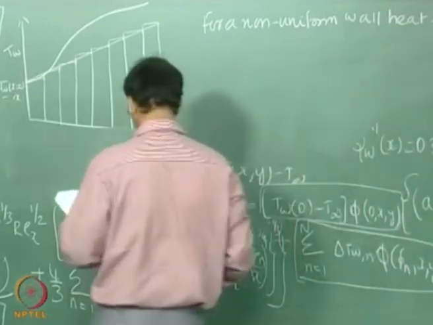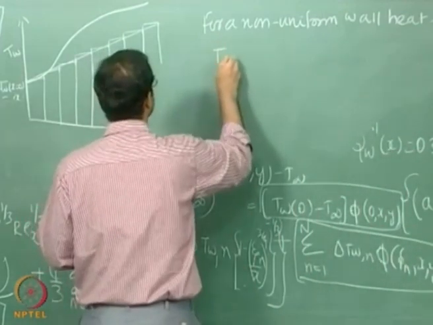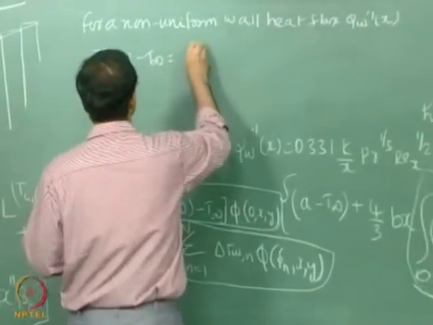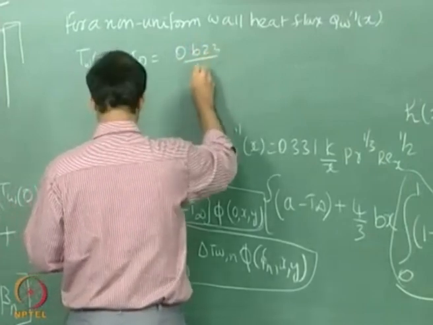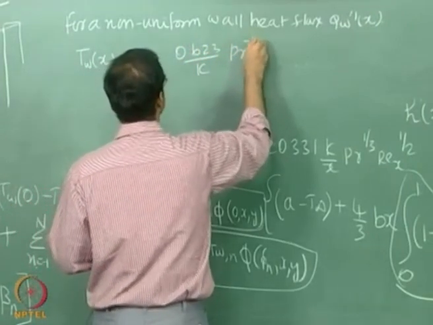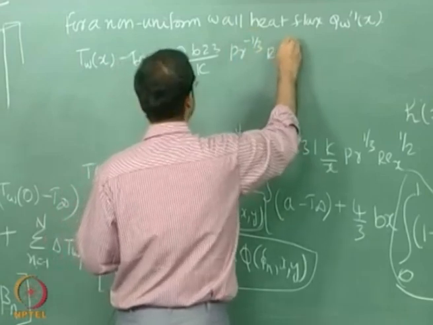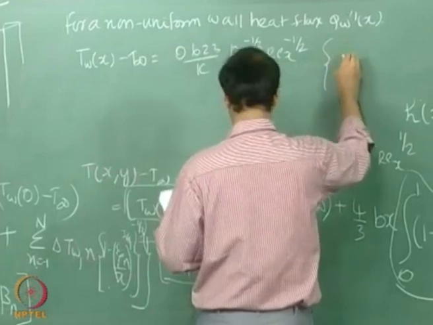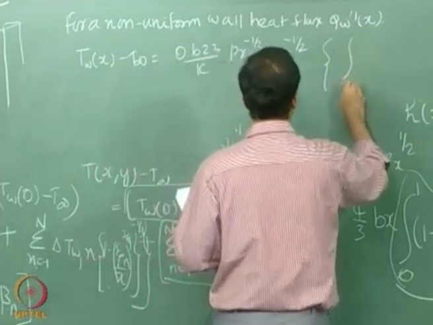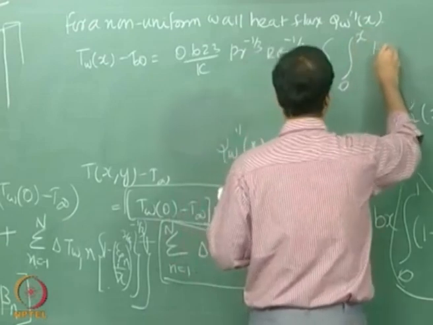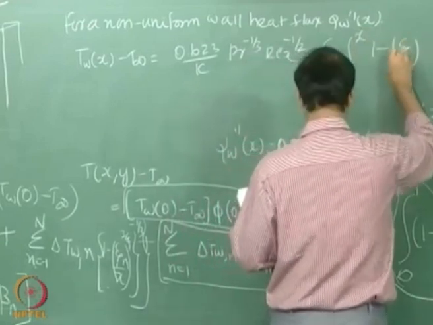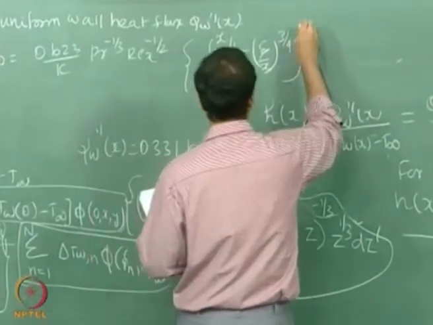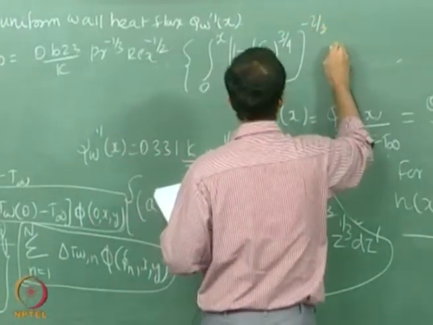So for this case, you can calculate the wall temperature variation. You can express it as follows: 0.623 by K, Pr to the power minus 1 by 3, Re_x to the power minus half, integral from 0 to x of [1 minus (zeta by x) to the power 3 by 4] the whole raised to the power minus 2/3, into q.